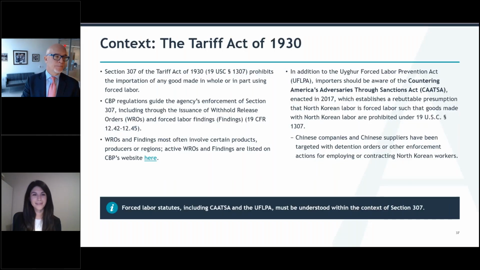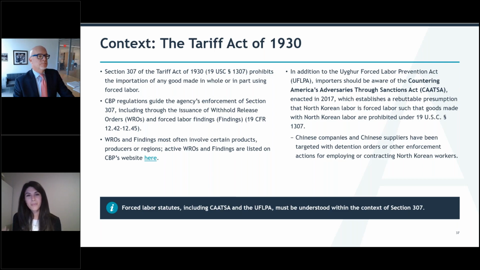Great. Well, thank you, Matt, and thank you to Mondac for having us. Like Matt said, I'm going to be walking you through the major forced labor statutes. The principal forced labor statute in the US is Section 307 of the Tariff Act of 1930. And that act prohibits the importation of any good, wholly or in part, made with forced labor.